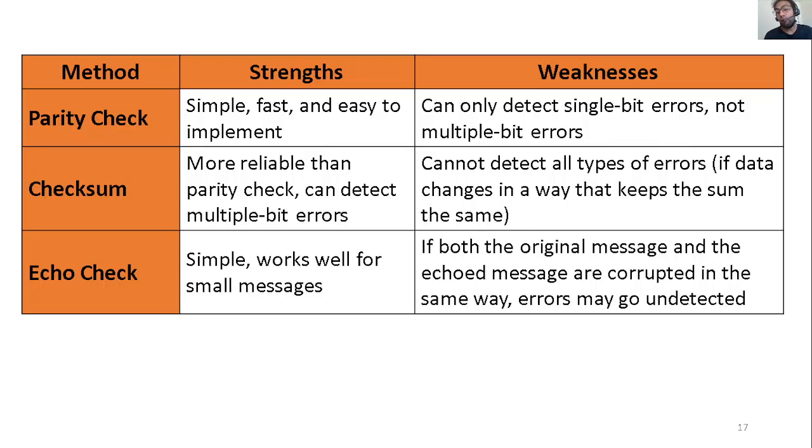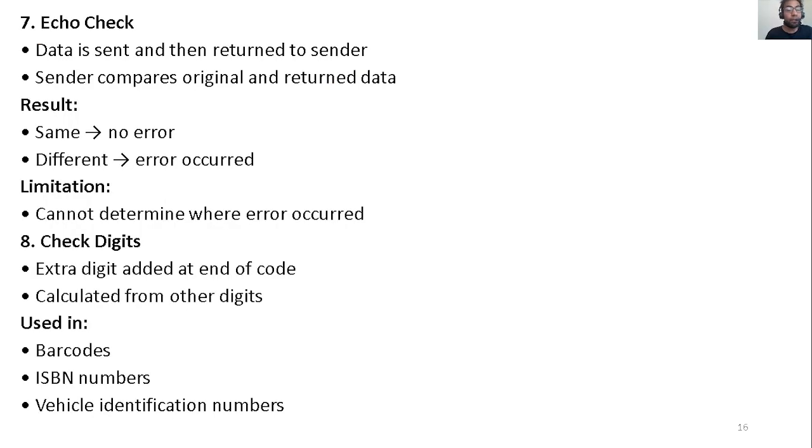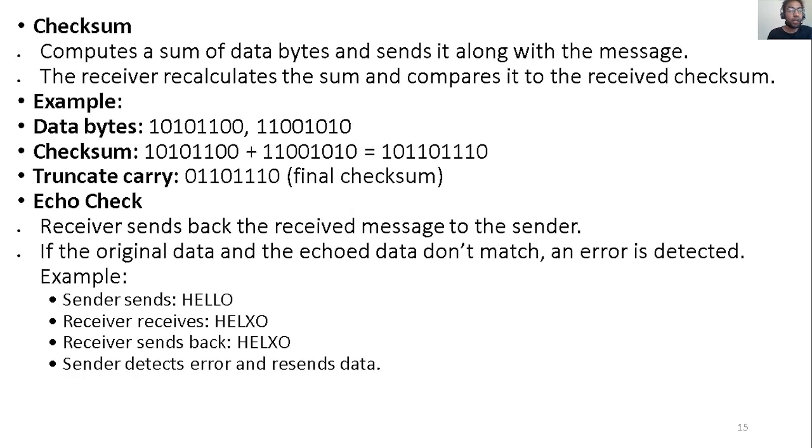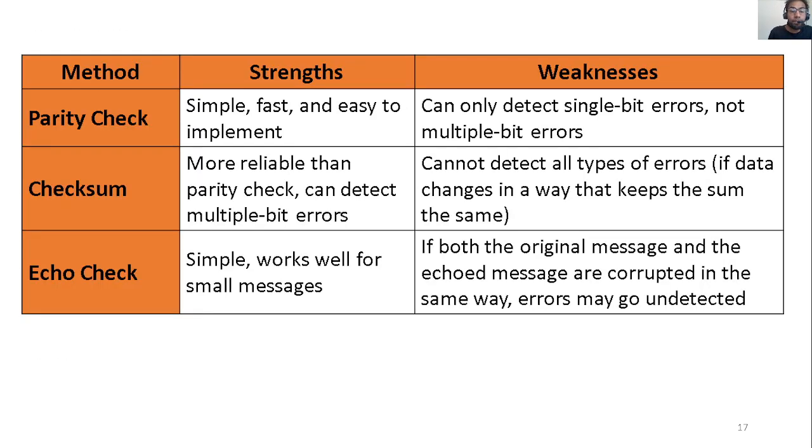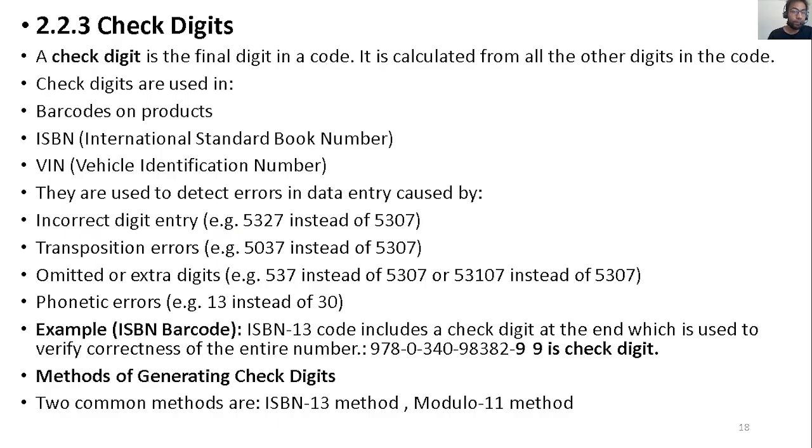But if both the original message and the echoed message are corrupted in the same way, errors may go undetected. That is basically echo check, in which the receiver resends the data. If both the original data and the echoed data are corrupted, then obviously there is no way to detect the error.